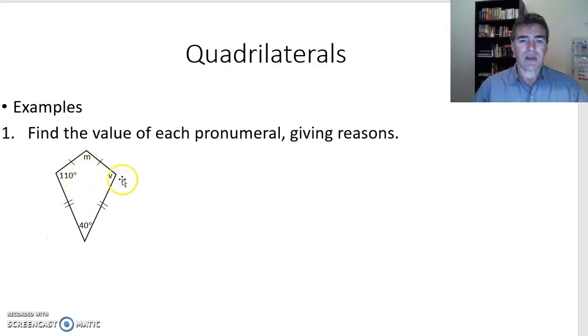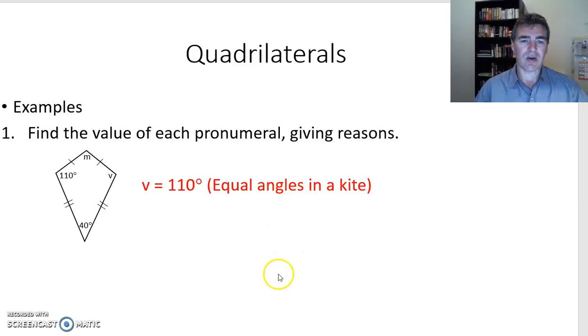Let's find the value of V first. V ends up being 110 degrees. They look pretty much the same. I can't get out a protractor and measure because they're not actually drawn to scale. But we can say that because it's a kite, and in a kite there's one pair of angles that are equal, and they're the ones here. Remember, I could rotate that kite around, so we just need to be careful. So these angles are equal because equal angles in a kite.